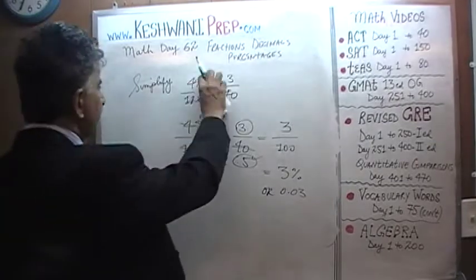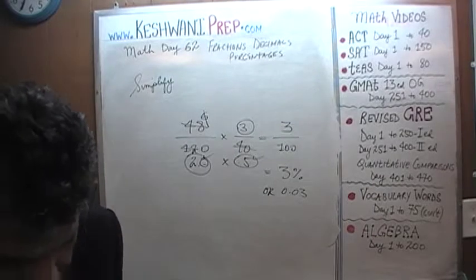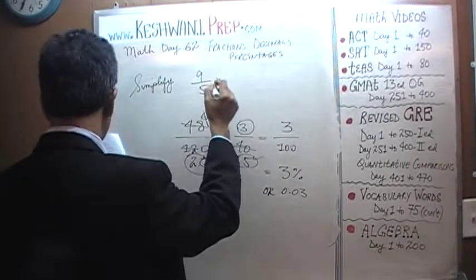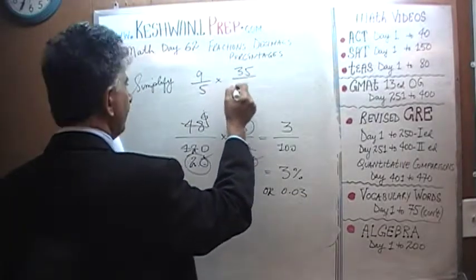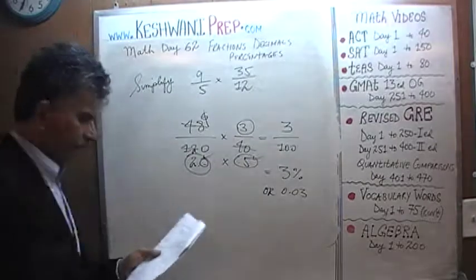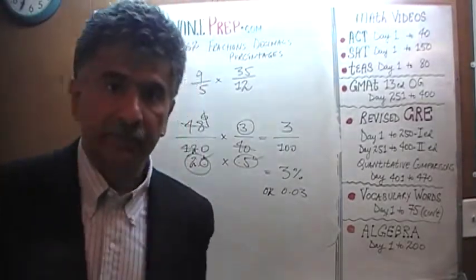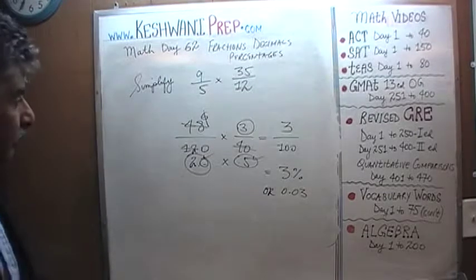Again, same as before, simplify 9/5 times 35 over 12. Do it yourself. Pause the video and do it yourself. You will always get more out of it that way. And then you compare your work against the work we do together.